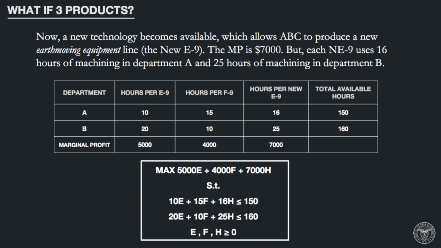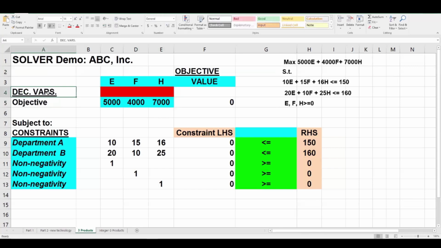I will display the LP model over here on the right-hand side. In order to call the Excel Solver, we must prepare the Excel form first. At first, we need to reserve some cells for the decision variables. In this case, we have decision variables E, F, and H. We must leave some empty cells here to hold the values for the decision variables. We can highlight these cells in a different color, red or blue, whatever color you want.